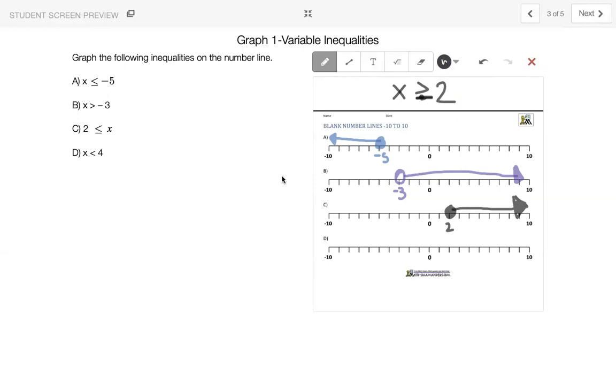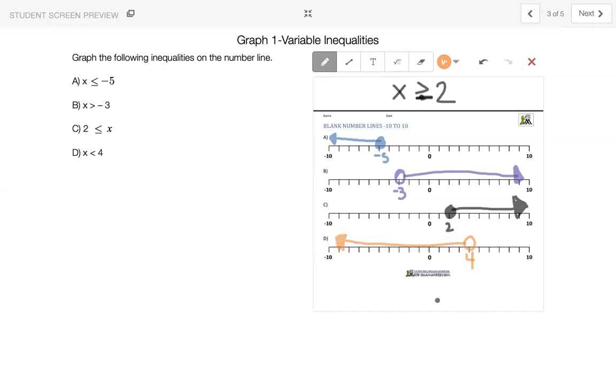All right, last but not least, D. X is less than 4. So let's find 4. 1, 2, 3, 4. First step, make a circle. Is it closed or open? It's going to say open because it's not equal to. And then it's less than, and the arrow is pointed to the left. So I'm going to draw my arrow to the left.